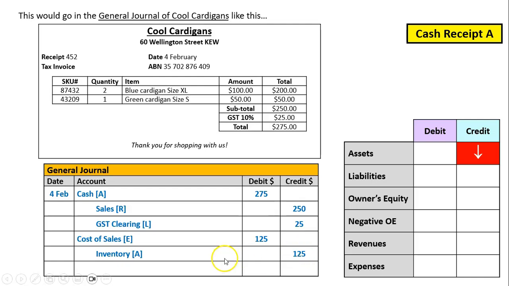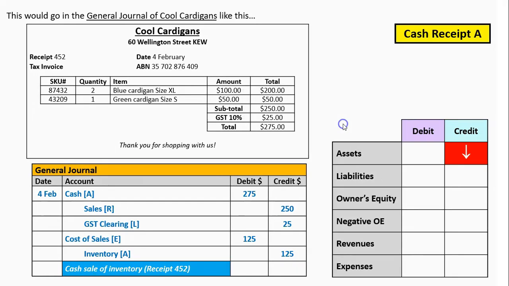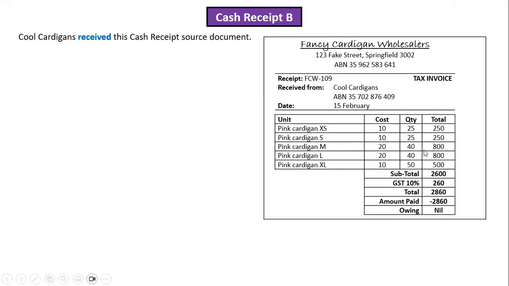Remember, with the general journal, we might be asked for a narration, so we'll just say cash sale of inventory. So we describe what happened very concisely, but we can also see the document number. You've got to have that document number in there. So we've written receipt 452. If you wrote cash receipt 452, that's fine as well. So that's probably the most common type of cash receipt a business will have, selling stuff, but we better look at some others that might pop up.